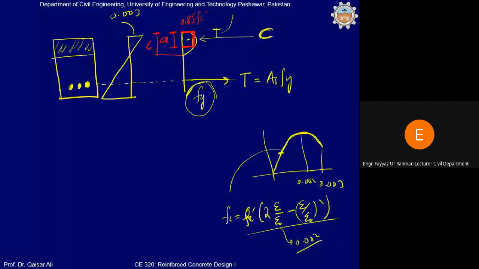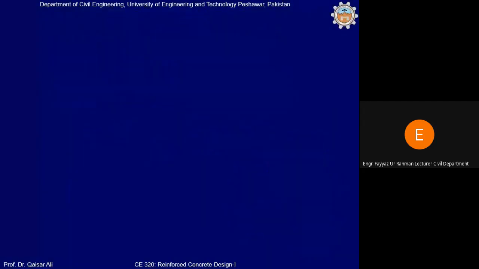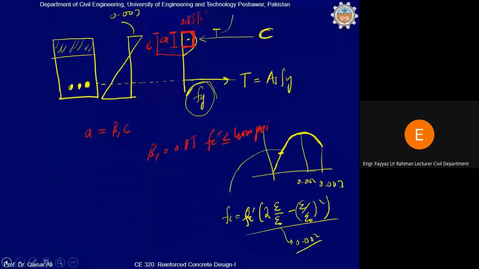ये कितना कम होगा? तो कोड says that a will be equal to beta 1 into c, and beta 1 will be equal to 0.85 for fc prime less than or equal to 4000 psi. Clear? यहाँ तक क्लियर है? Yes, sir.